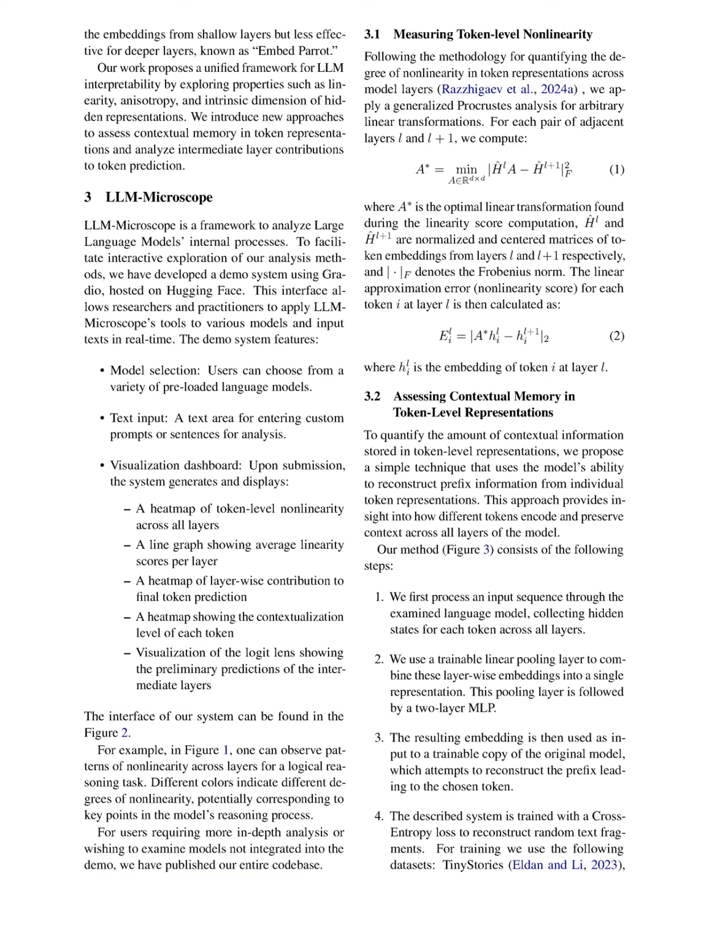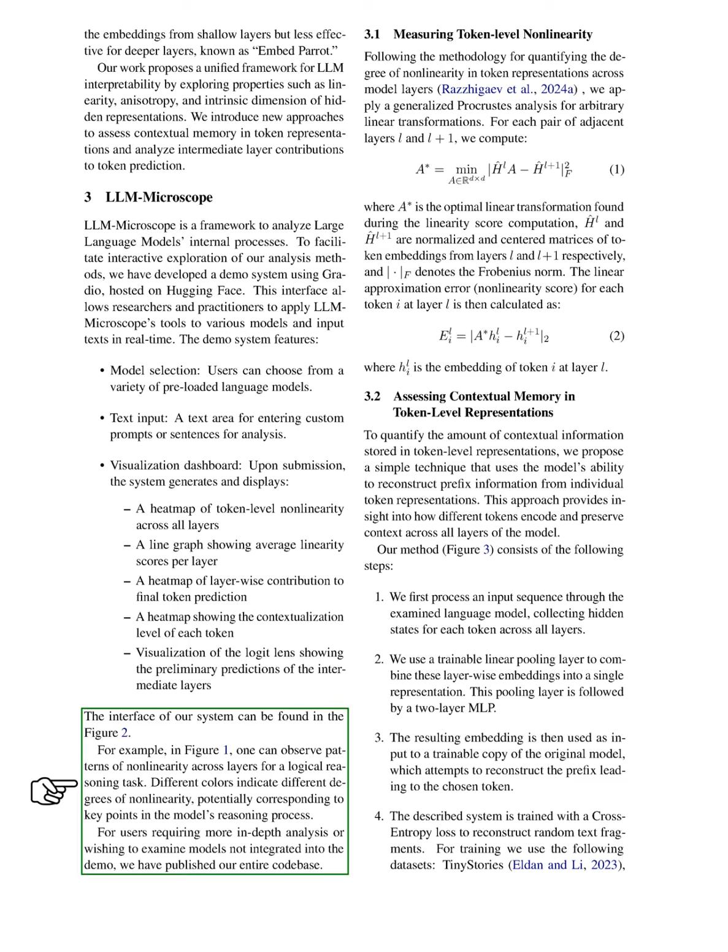Section Summary. In this section, we introduce LLM-Microscope, a framework designed to analyze and visualize the internal mechanisms of large language models, LLMs, addressing the challenges of interpretability and contextual understanding. Our toolkit provides methods to assess contextualization, token-level nonlinearity, and intermediate layer contributions, revealing the significant role of seemingly trivial tokens in model performance and offering an accessible interface for researchers and practitioners.